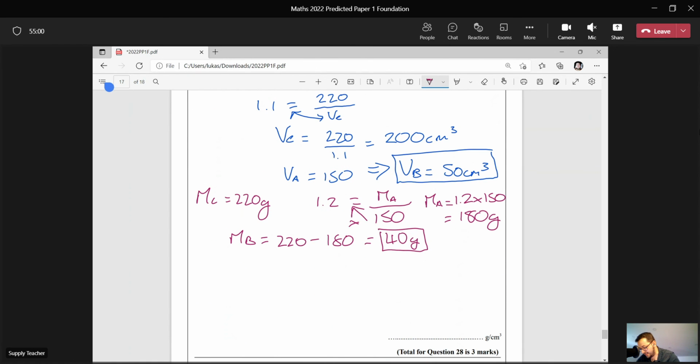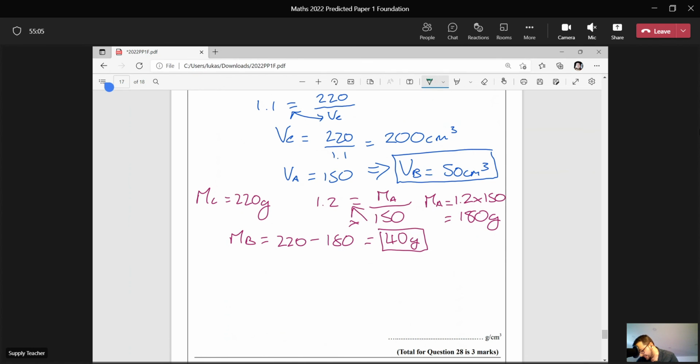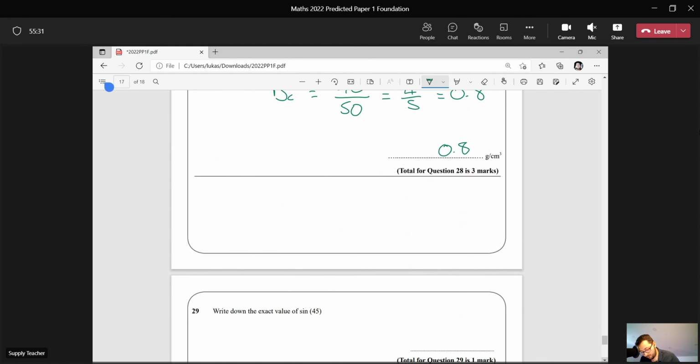All right, we're nearly there now. So finally, we use our density equation. So the density of C is going to be the mass, which is 40, over the volume, which is 50. That simplifies to 4 over 5, or 0.8. There we go. All right, so quite a lot going on there, but you're just using the same formula over and over again, which you can guess from the units.